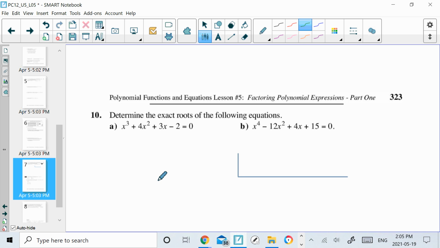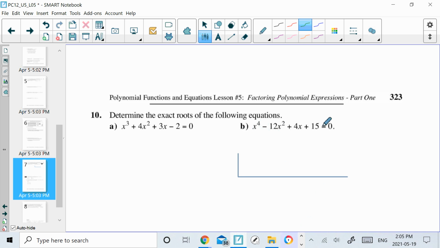The reason why I'm going to do 10b is because a 4th degree polynomial is a good question on either a quiz or an exam. Okay, so determine the exact roots of the following polynomial equations. And remember that, yes, we're going to confirm everything on our calculator, but you have to show your work.